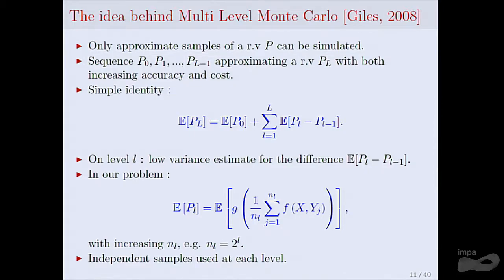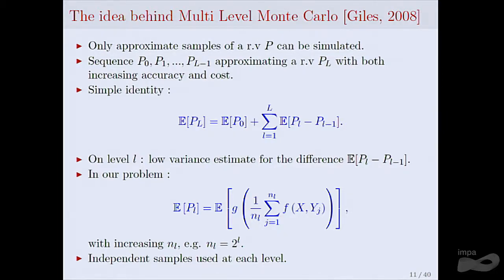Suppose you have a sequence of approximations of P, so you have L plus 1 levels of approximation for the random variable P. P0 is the worst approximation that you have, but of course it costs less to simulate. So actually, what Giles writes is a really simple idea.